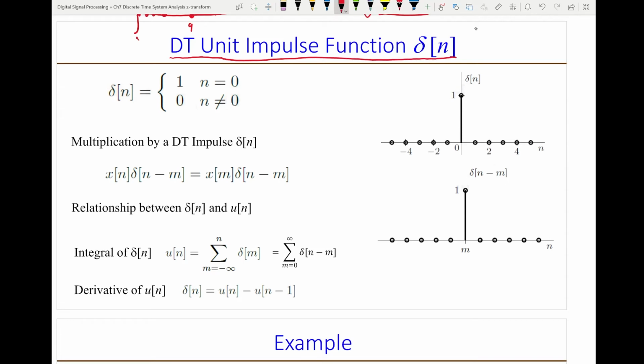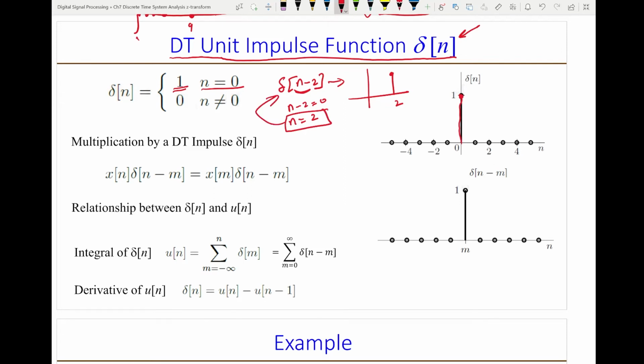So that delta n is a sample at n equals 0. So it equals 1 when n equals 0. And if I have delta n minus 2, that will be a unit impulse function located at 2. Basically, you set the argument of delta to equal 0. So n minus 2 equals 0. So n equals 2. So that's the location of this impulse.